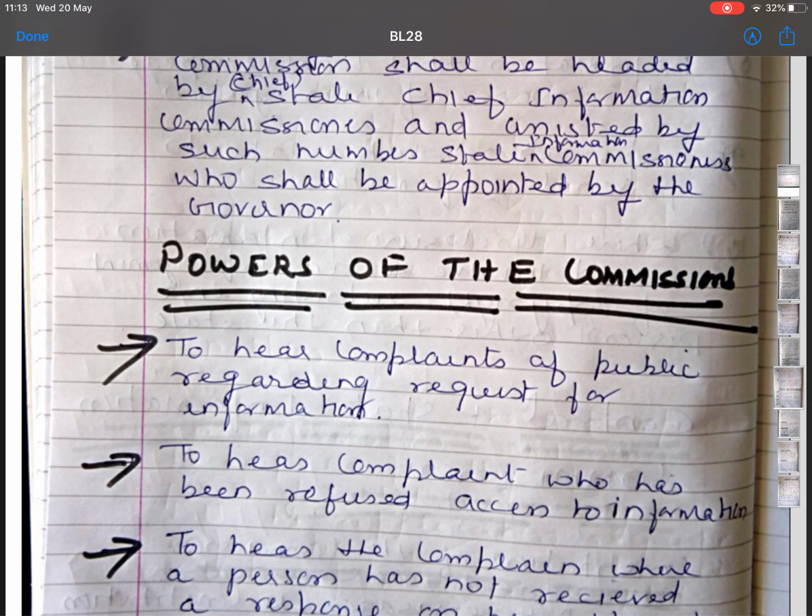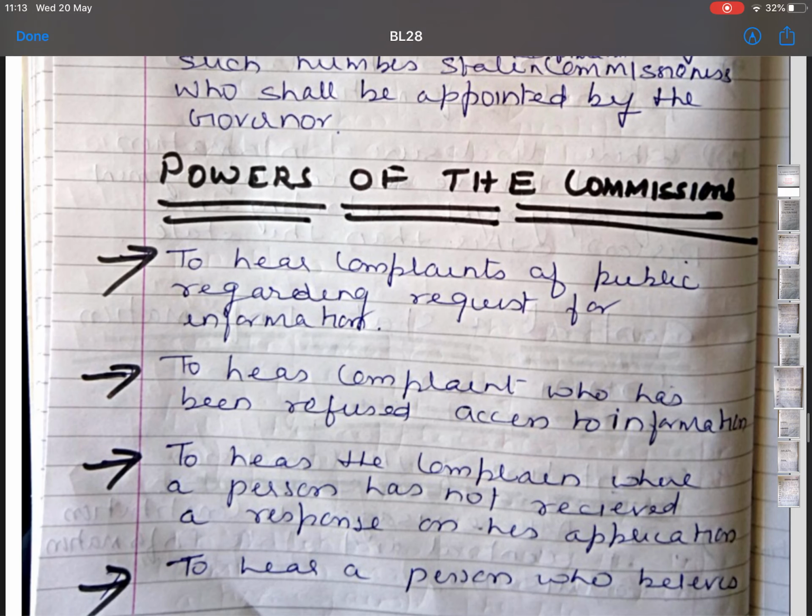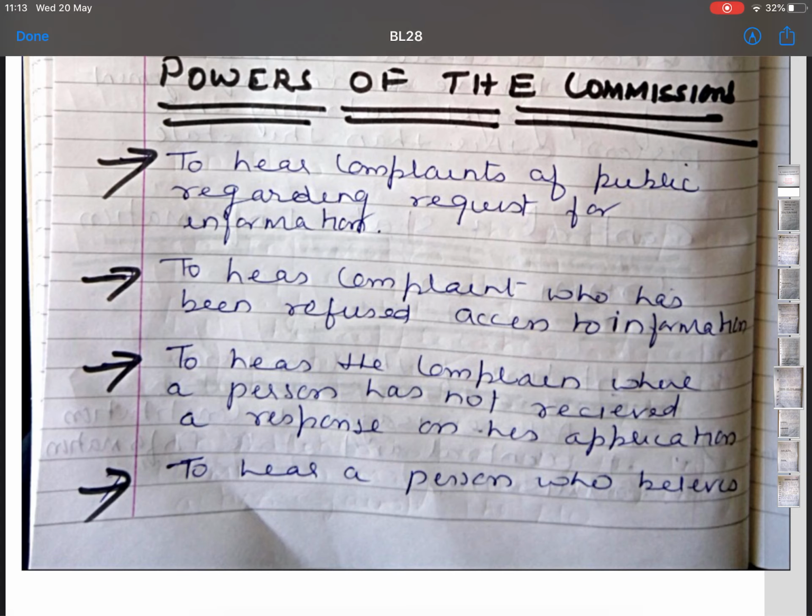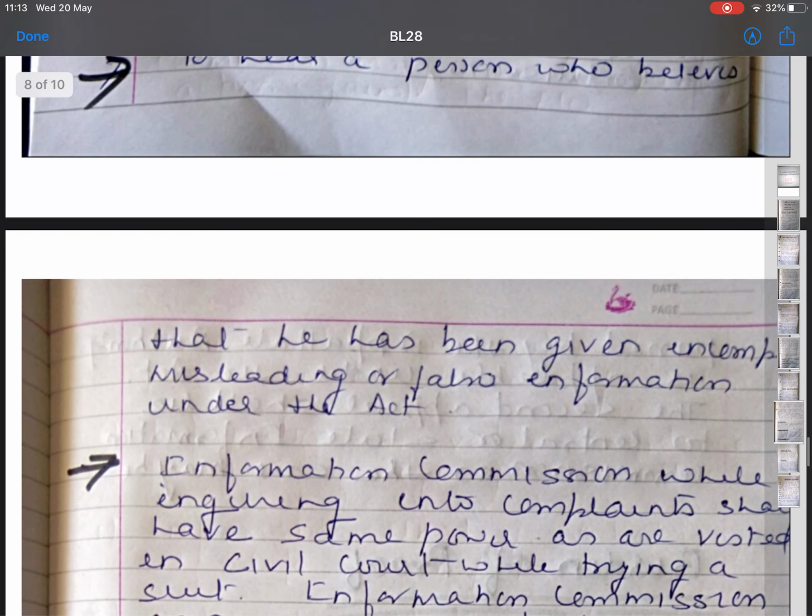Now the powers of the Commission. The Act casts a duty on the Information Commission to receive and inquire into complaints from any person. This is the power of the Commission: to hear complaints of the public regarding requests for information, to hear complaints from those who have been refused access to information, to hear the complaint where a person has not received a response on his application within the specified period of time as per the Act, and to hear a person who believes that he has been given incomplete, misleading or false information under the Act.